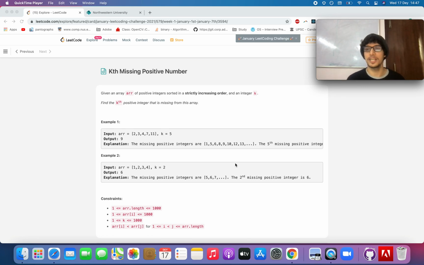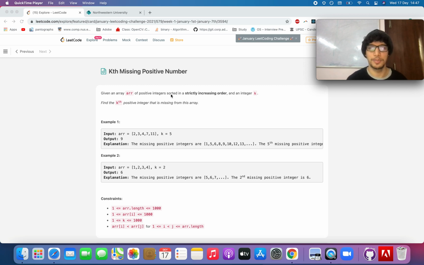6th of January Leetcode challenge. Today's question is Kth Missing Positive Number. In this question, you are given an array of positive integers that are strictly sorted in nature and also an integer k. You need to tell the kth positive missing number from that array.